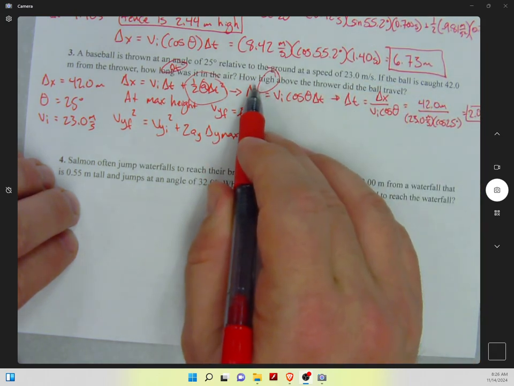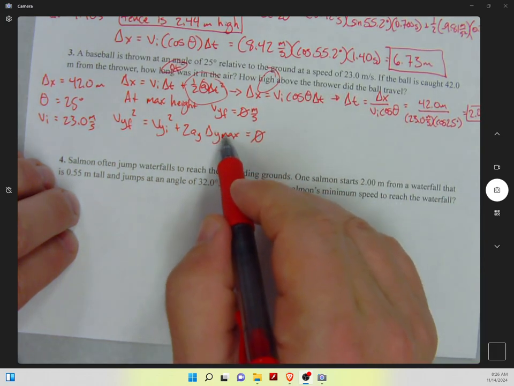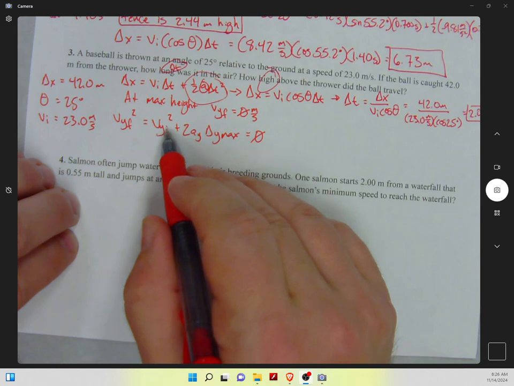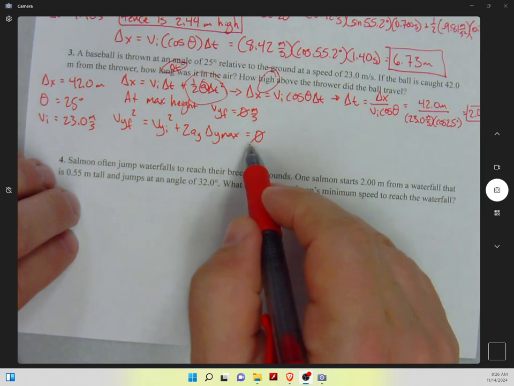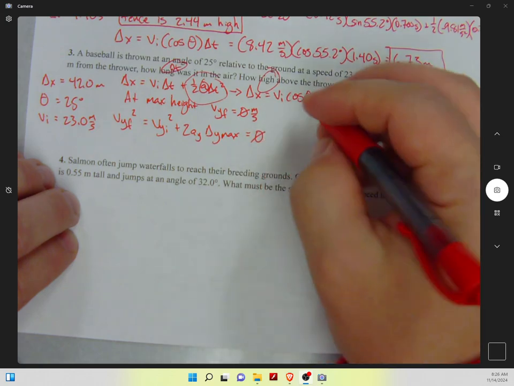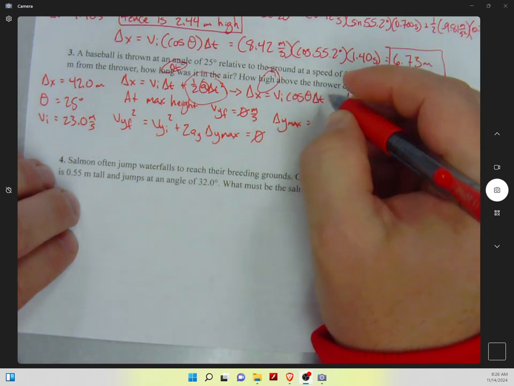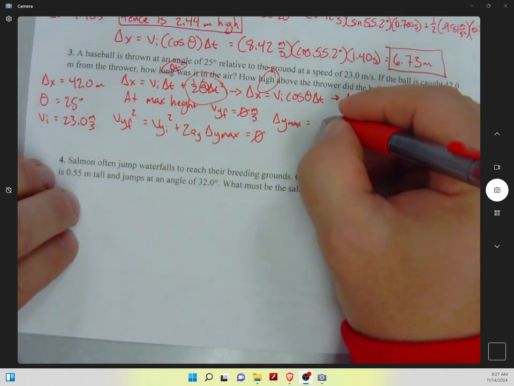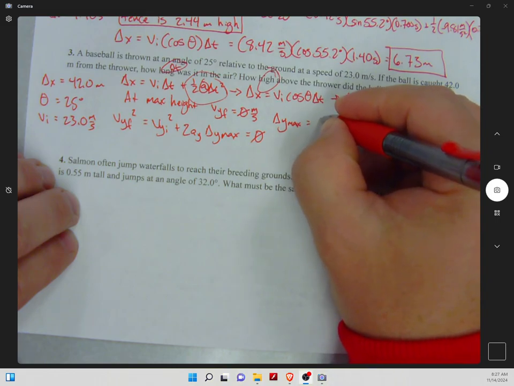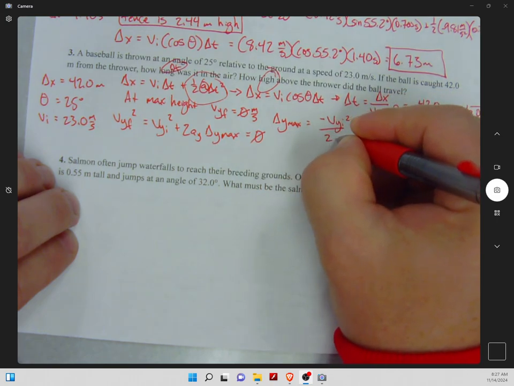Now, I'm trying to solve for how high above the thrower the ball traveled, so I'm trying to solve for this y max here. So I'm going to subtract this from both sides, and then divide both sides by 2a. When I rearrange this to solve for y max, which is what the question is asking for, I'm going to have a negative vyi squared over 2a.